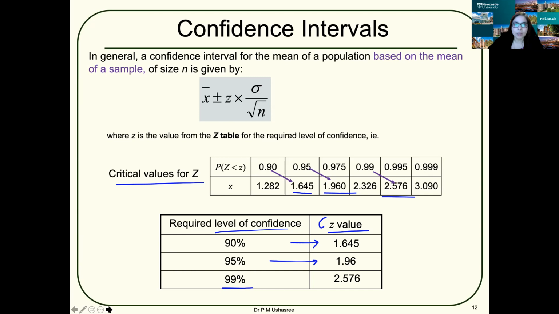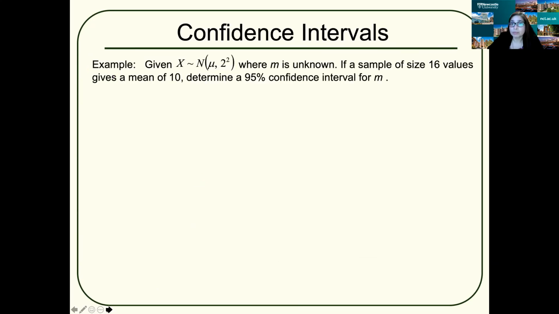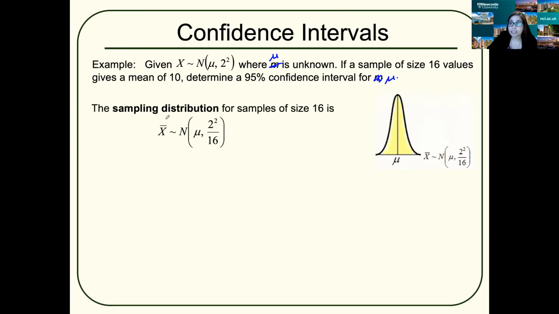Okay, now let's solve a problem using all this understanding. So that's your question. Given X follows a normal distribution with a population mean mu and a variance of 2 squared, where the population mean is unknown. If a sample of size 16 gives a mean of 10, determine a 95% confidence interval for the population mean mu. How will you solve this question? Simple. Write down this first step: state the sampling distribution, sketch the distribution, so you get an idea what you're doing.